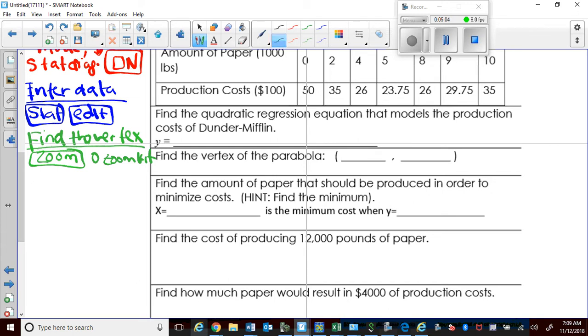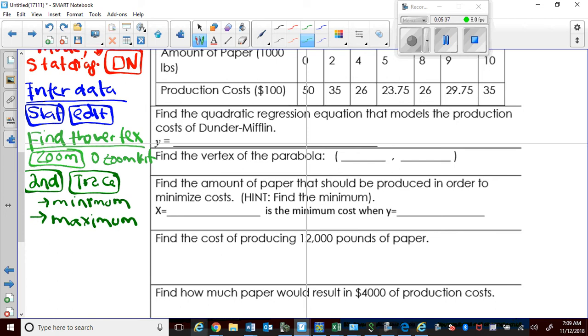The fourth thing, well, that's find the vertex. So after that, you're going to press second trace, and you're either going to hit minimum or you're going to hit maximum. Make sure you're writing this down. Very, very important that you write this down.